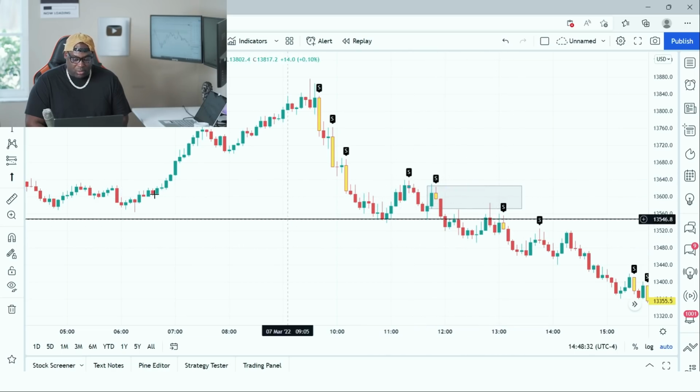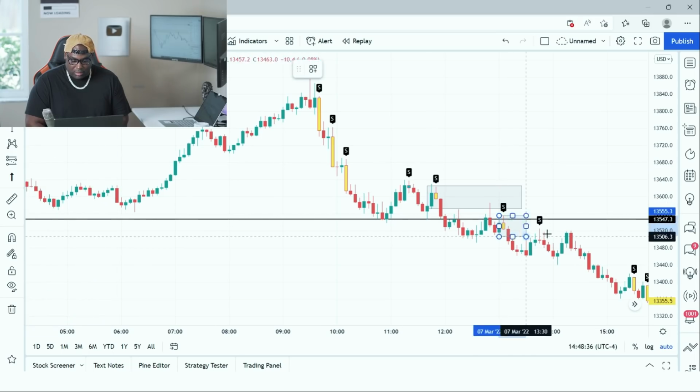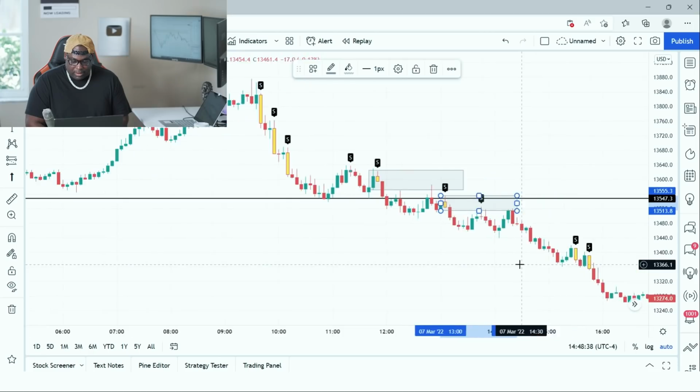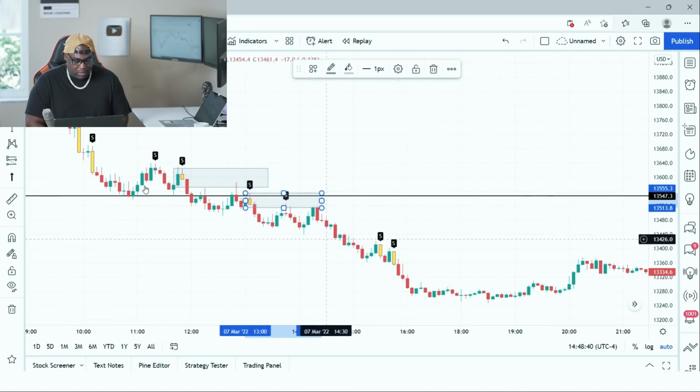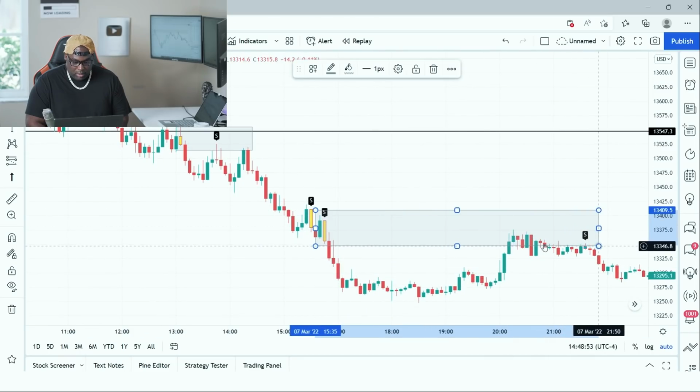And we're looking to take trades. So right here, we have a trade at this zone, another trade right here at this zone, right here. So we're looking to take trades around those zones.